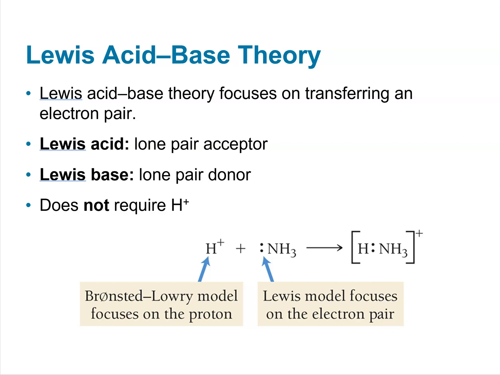In the case of Lewis acid-base theory, Lewis focuses entirely on the electrons. So a Lewis acid, by definition, is a lone pair acceptor, and a Lewis base is a lone pair donor. And the reason this is particularly relevant is because we don't need protons to define acids and bases in this case. Now, a proton can act as a lone pair acceptor, so it meets the criteria for a Lewis acid just fine.